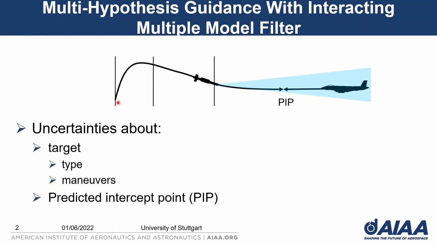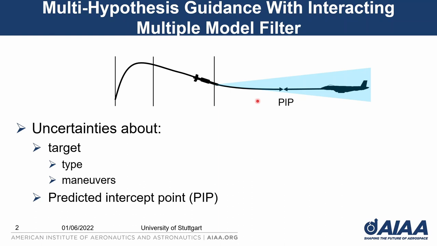First, the interceptor is launched and then turns towards the target, where the mid-course guidance then takes over, which brings the interceptor on an energy-optimal trajectory close to the PIP, the predicted intercept point. Before reaching that specific point, the interceptor is able to detect the target, in this case an aircraft, with its own onboard sensors like a radar or an infrared sensor. In the end, in the so-called endgame, the proportional navigation takes over and guides the interceptor into the target.